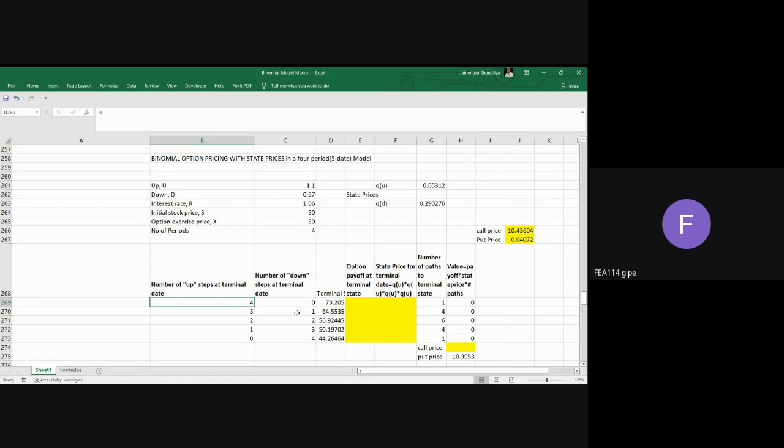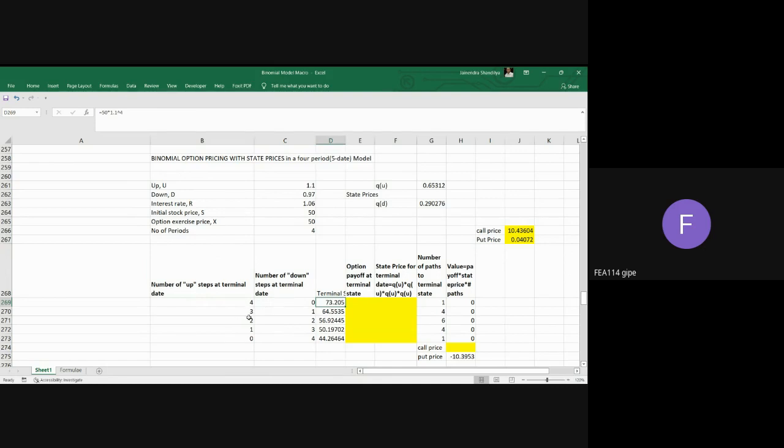Now the next column that we prepare is the number of down steps at the terminal. If there are 4 steps up, the down steps can only be 0, because there is no way that you can reach the pinnacle of the lattice by going down. So that's the only way. One. What is the price? The price is 73.205.